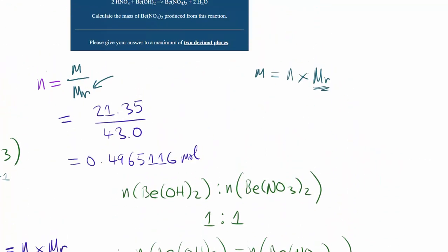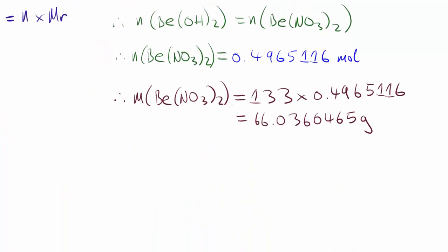And the question specifies, please give your answer to a maximum of 2 decimal places. So let's make sure we also adhere to that. Therefore, that is equal to 66.04, to 2 decimal places. Okay.